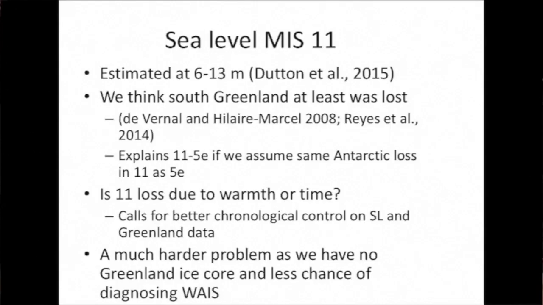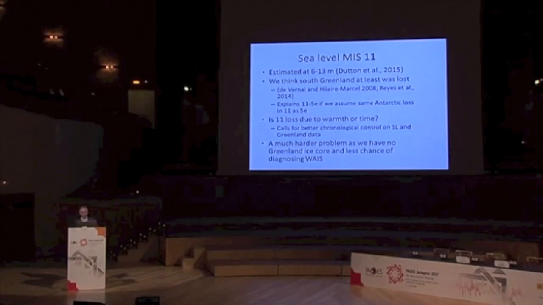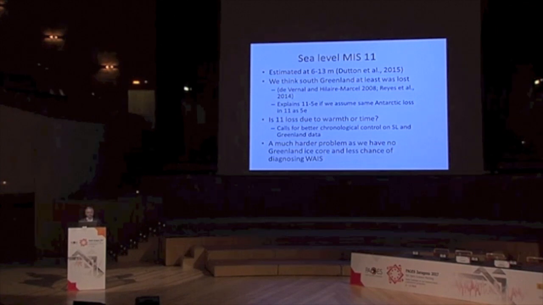We could also look at stage 11. It's a little bit harder because we don't have a Greenland ice core to know what the climate was there, and we've got less chance of diagnosing what happened to the West Antarctic ice sheet as well. The sea level seems to have been higher in stage 11 than in stage 5, although it's very uncertain. And there is data showing that South Greenland at least was lost. So it could be, in my mind, that you can explain the difference between stage 11 and stage 5 just by saying that more of Greenland disappeared. So I don't think it's actually a different problem. So I think if we can understand the stage 5 problem, we've probably understood the stage 11 problem too.